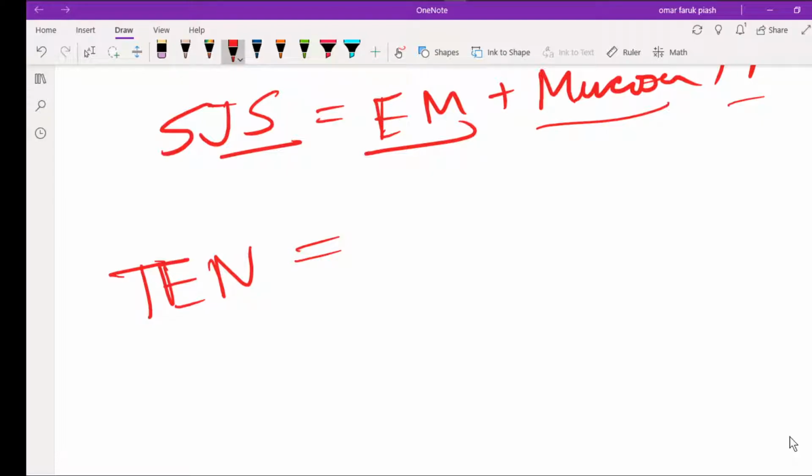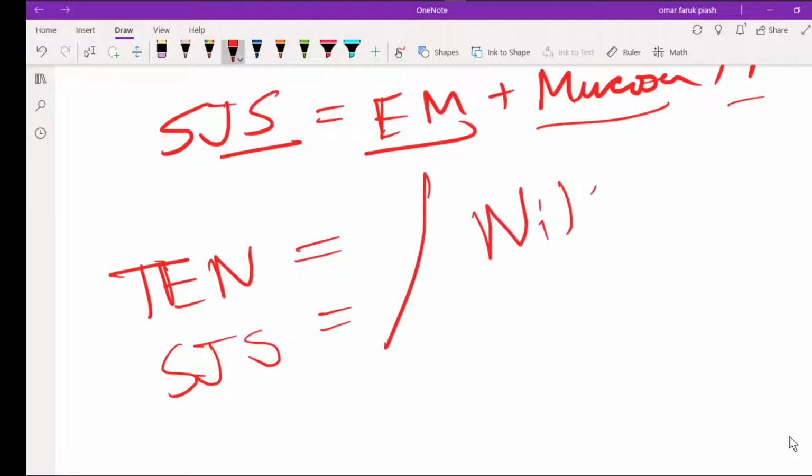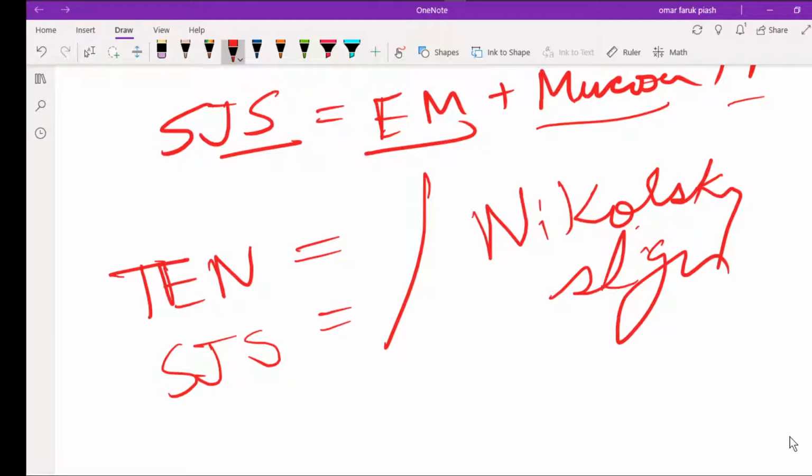But in both cases, Stevens-Johnson syndrome and toxic epidermal necrolysis, you will get Nikolsky sign positive. That means a single skin pressure will slough off the skin.